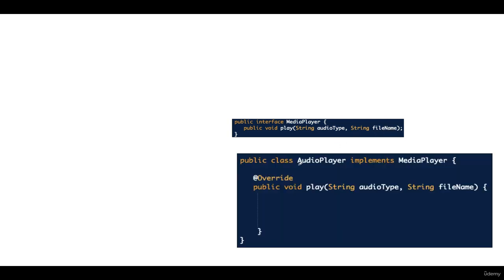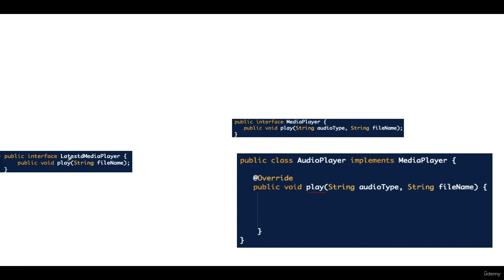Let's see the complete code here. So this is my interface, that is media player, and in this interface we have the method called play, and in this method we have two arguments, that is audio type and the file name. So this audio type can be MP4 or it can be VLC, and this file name is the file that we need to play. And then this is my audio player class. So this audio player class implements the media player, so of course it needs to implement this method, that is play.